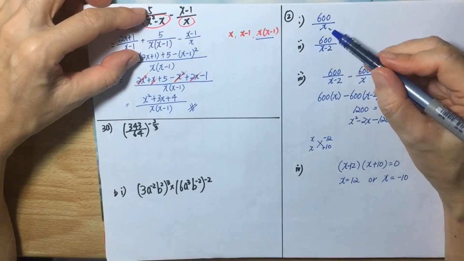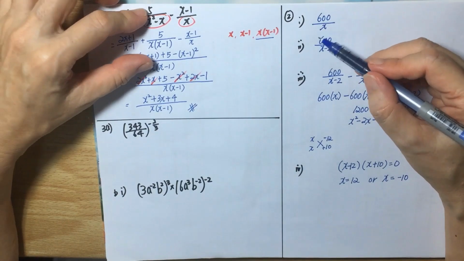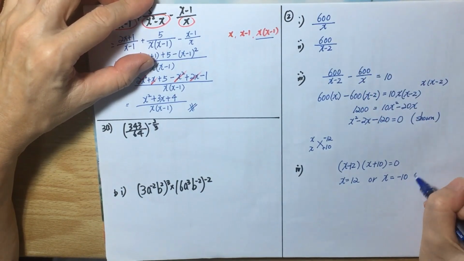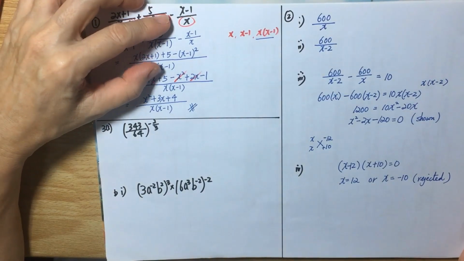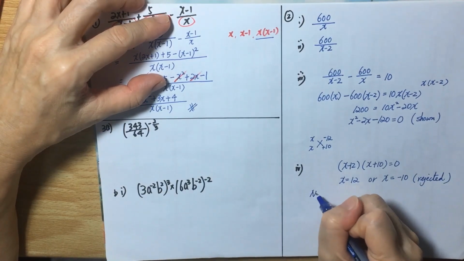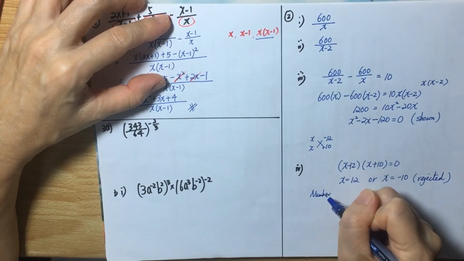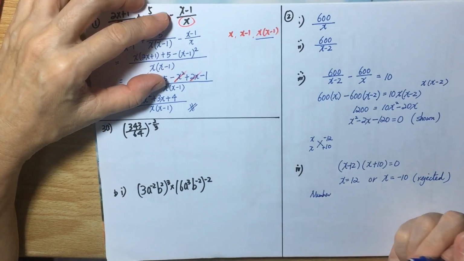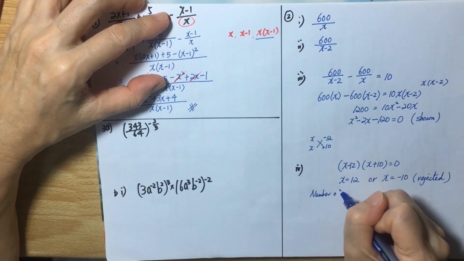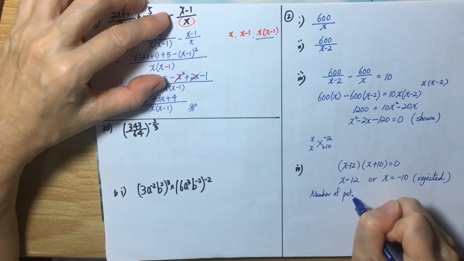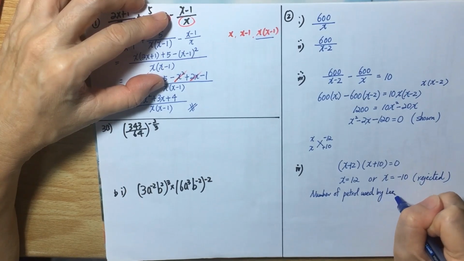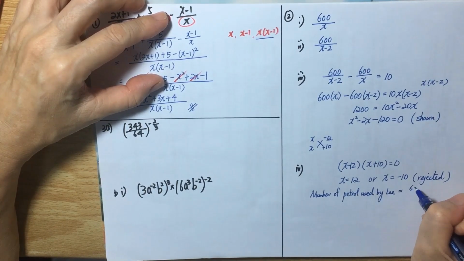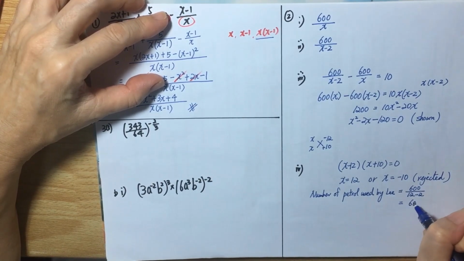But since x is actually the distance in km, it cannot be a negative number. So this value of x equals negative 10 is going to be rejected. Now the question asks for the number of litres of petrol used by Mr. Lee. So the number of litres of petrol used by Mr. Lee will be 600 divided by 12 minus 2, which is 60 litres.